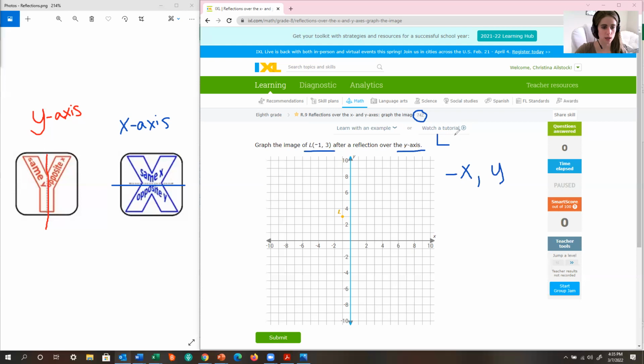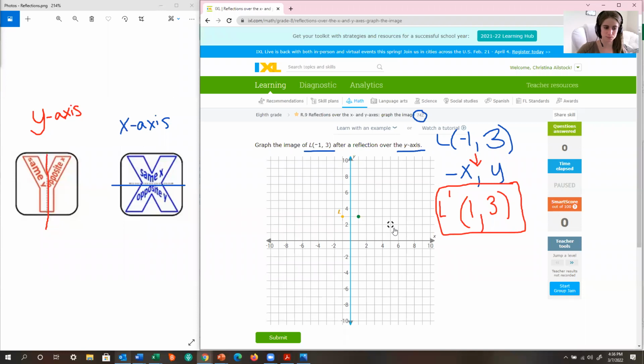So currently, our point is located at -1, 3. When I reflect it and I apply this rule, my x value becomes the opposite. So I multiply it by a -1, and -1 times -1 would be a +1, and then your y value doesn't change. So right here would be the coordinates of your L prime. And for this assignment, we're asked to choose the point. So I'm going to come over to the point 1, 3 and click it.